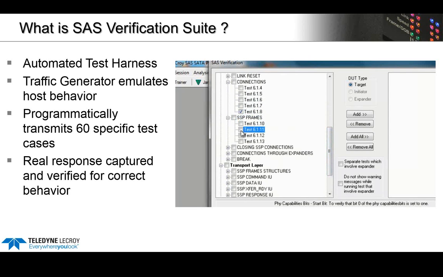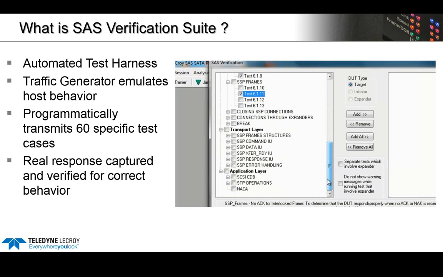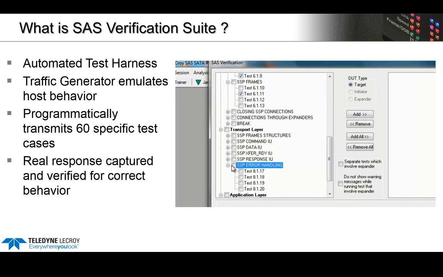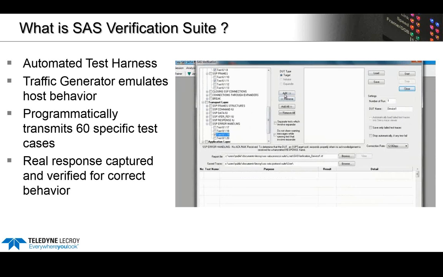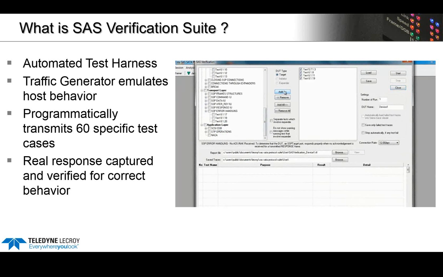Again, the tests themselves are organized by logical layers of the spec. There are speed negotiation tests that are considered part of the PHY layer. There are tests that focus on the link layer and the transport layer. So we're specifically testing different assertions within each layer.